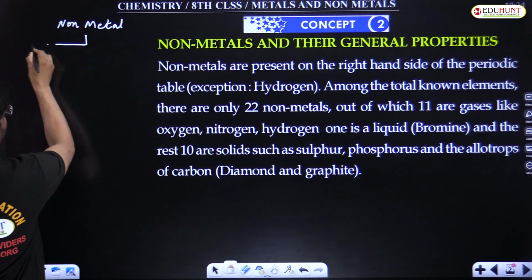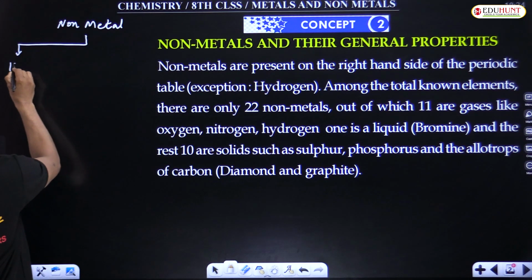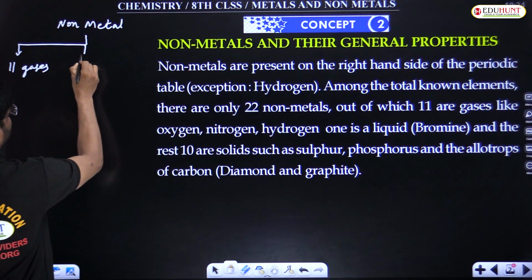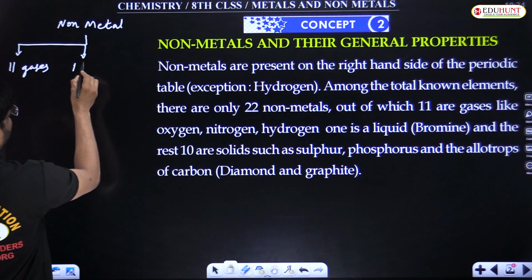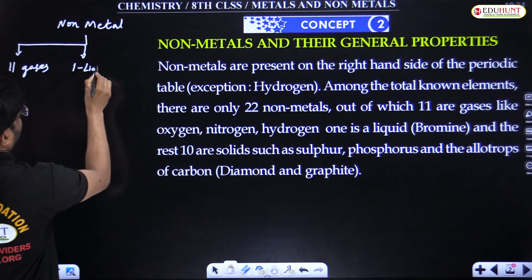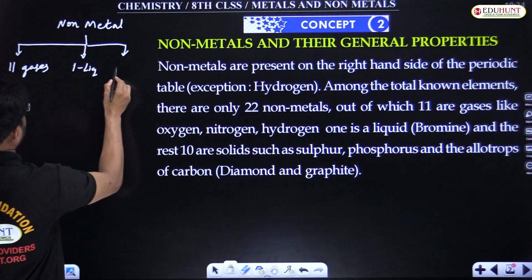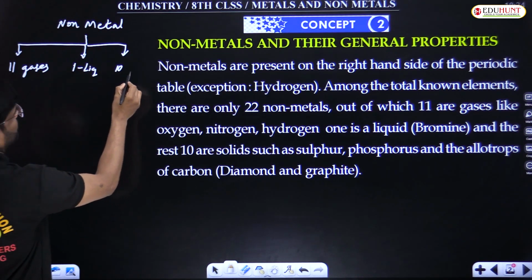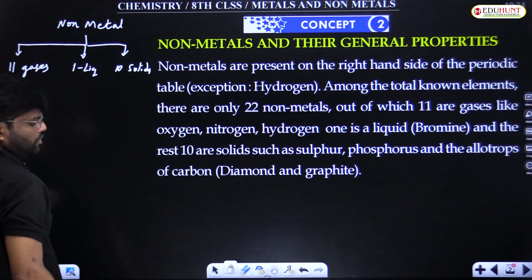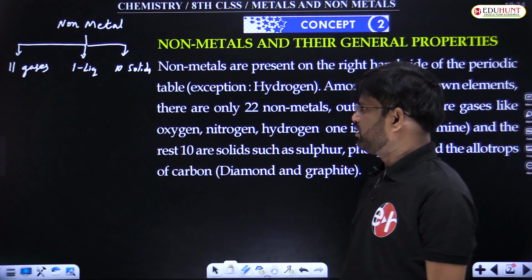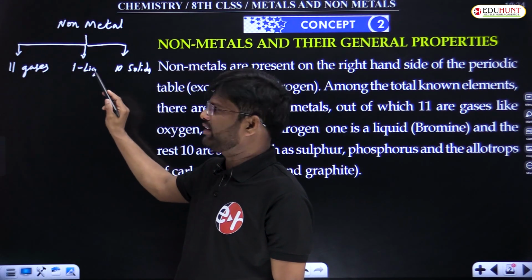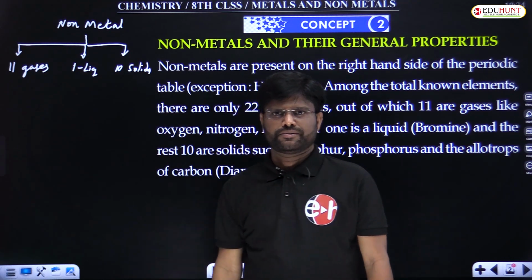11 non-metals are gases, 1 is liquid, and 10 are solids. So a total of 22 non-metals. What are those? 11 are gases, 1 is liquid, 10 are solids.